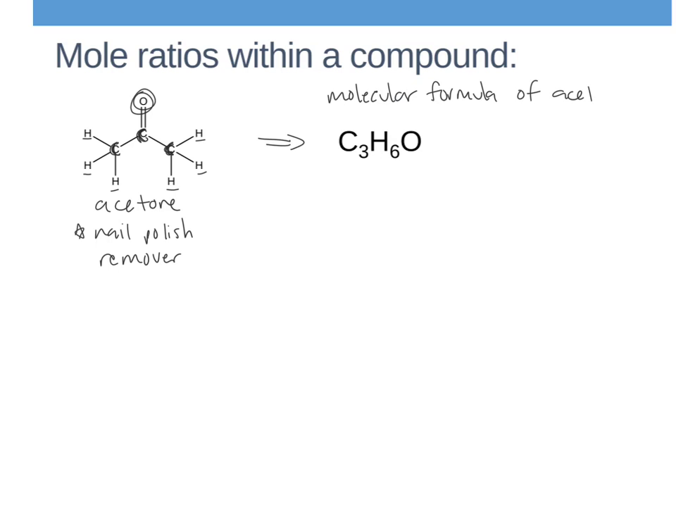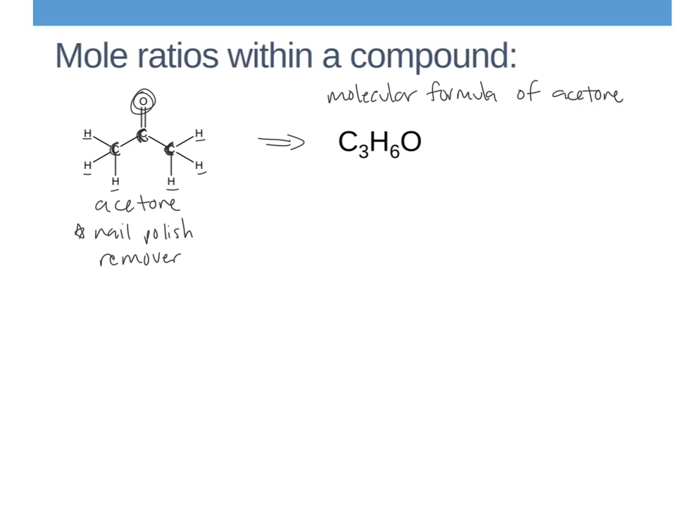Of acetone. Now, these are mole ratios within a compound. So what we're saying here is that this formula can mean two things. Like I said in a previous video, this can mean that for every 3 carbon atoms, there are 6 hydrogen atoms and 1 oxygen atom. And that is true, but that's just for one molecule. Most people never deal with one molecule because they're so tiny. We deal with them in huge amounts, which is why we use moles.